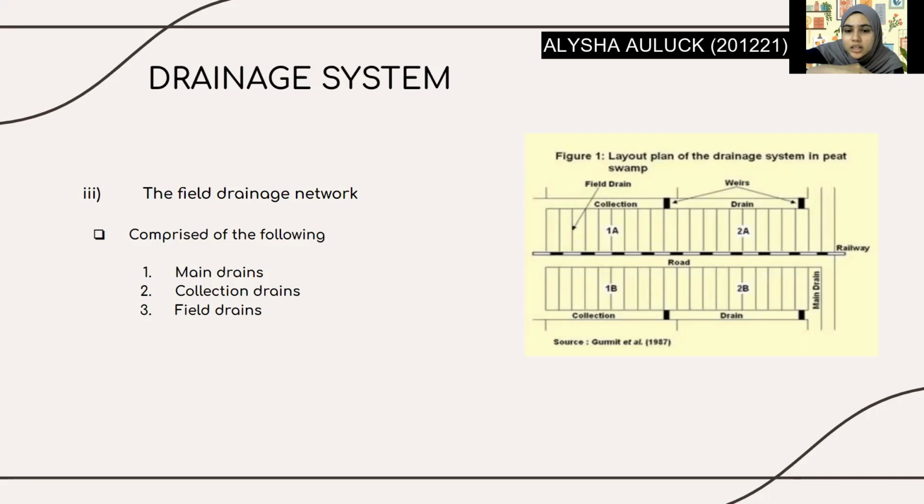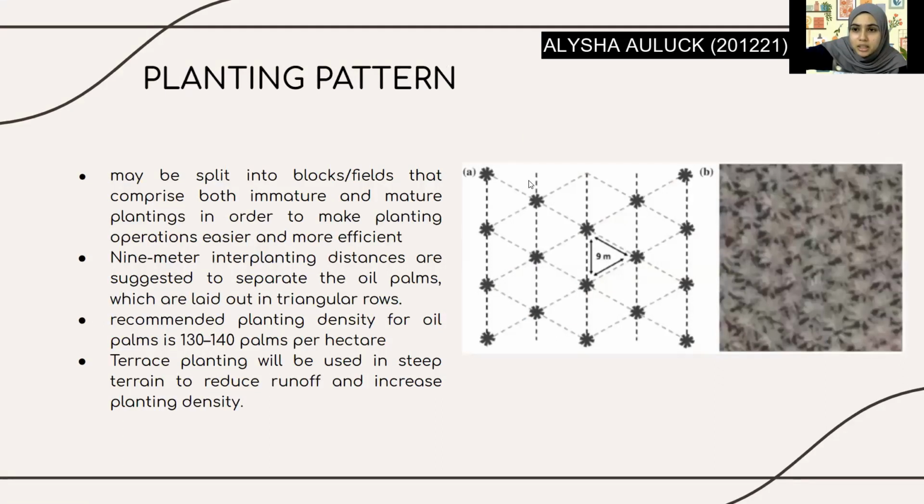Second is the collection drains. The distance between collection drains and main drains may vary between 400 and 800 meters. The collection drain is usually 2.27 meters in length from top to bottom, and it has an overall depth of 1.78 meters. Lastly is field drains. Field drains are parallel to the palm rows, and they flow into the collection drains that are perpendicular to the field drains.